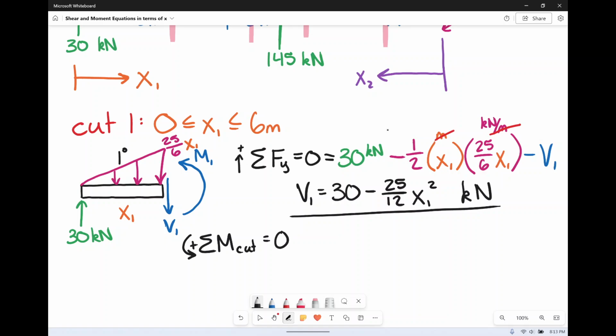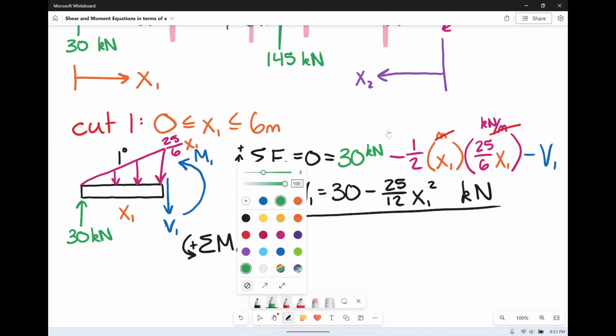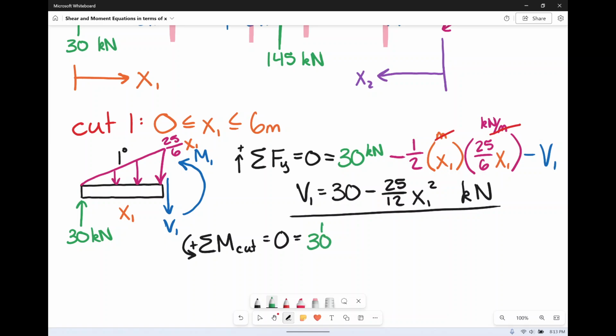So we're going to go counterclockwise positive. So what do we have? Well, we do have the 30 kilonewtons. So 30 kilonewtons times what distance? That distance to the cut, oh, this is negative direction, by the way. We're going to be going around the cut that way. That is definitely the negative direction. So times its distance, x1 meters. Then we have kilonewton meters.